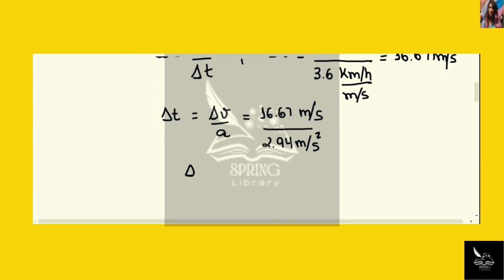So delta t is equal to 5.67 seconds. So this is the minimum value of time that it can take for the truck to accelerate from 0 kilometers per hour to 60 kilometers per hour and not have the crate fall off, which concludes our exercise.